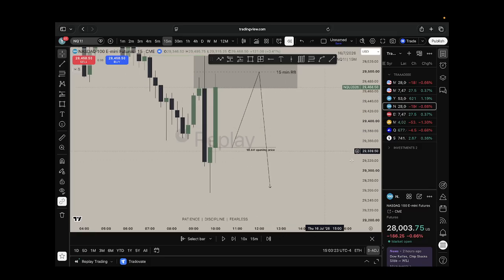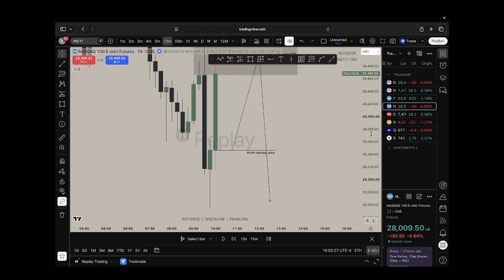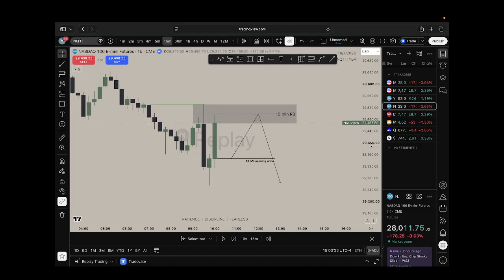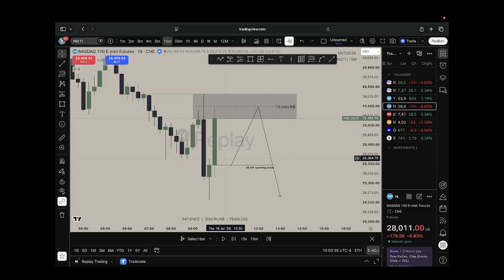If you watched any of the backtesting videos, you guys know that every single trade that I'm taking is based off of internal structure to external. So rejection blocks are typically the last piece of internal structure before we end up taking out this high.